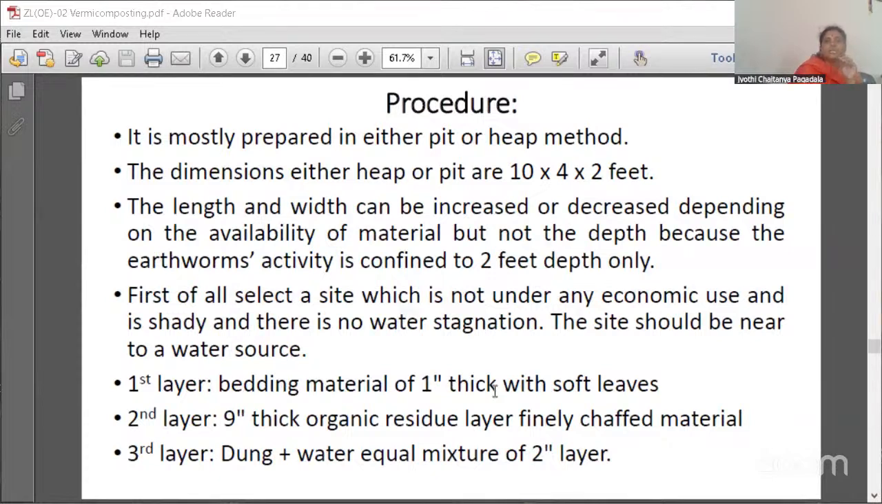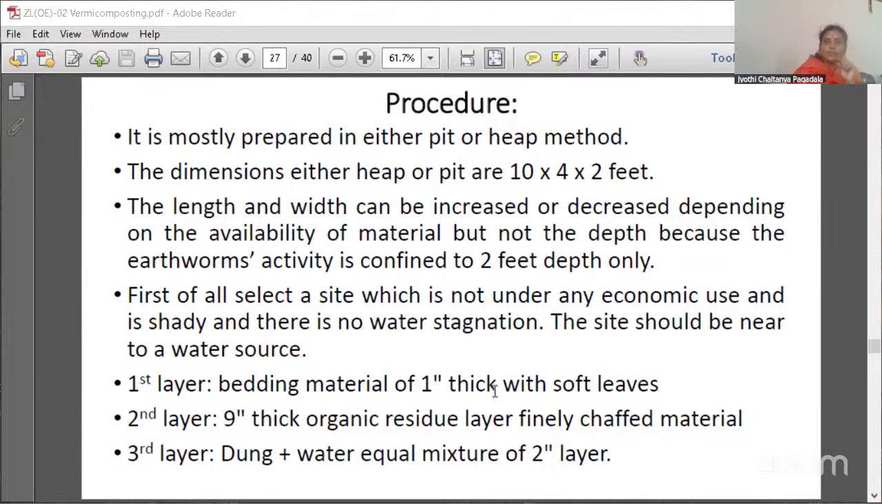The dimensions of either heap or pit are 10 by 4 by 2 feet. The length and width can be increased or decreased depending upon the availability of the material, but not the depth, because the earthworm's activity is confined to 2 feet depth only. That's why we have to maintain the depth. We just have to stick with the depth of the pit, that is 2 feet.